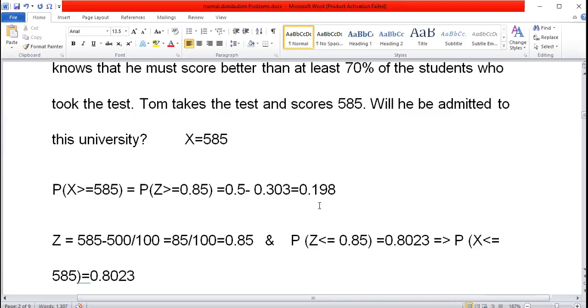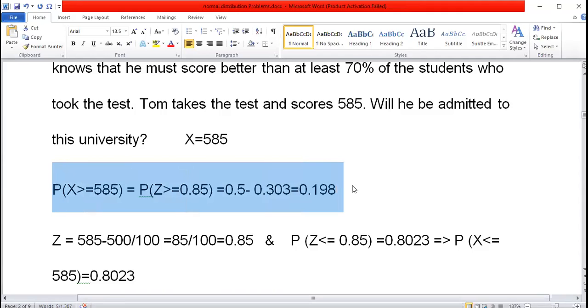Yeah, this also makes sense. It's saying there are only 20% people above his score, isn't it? Yes, only 20% people scored more than John. Then the question is, will John be admitted? Yes. So that way you could also do the same problem. You guys have to be thorough about these things.